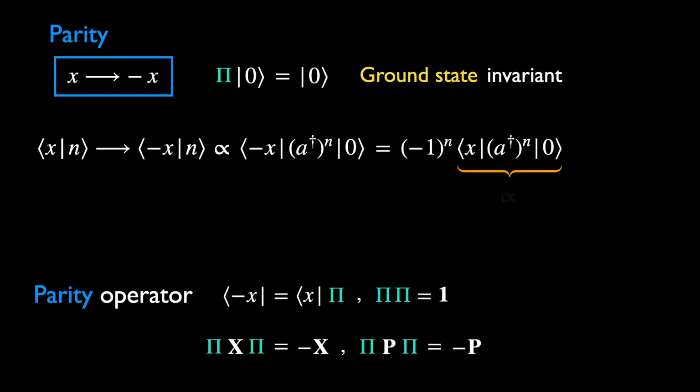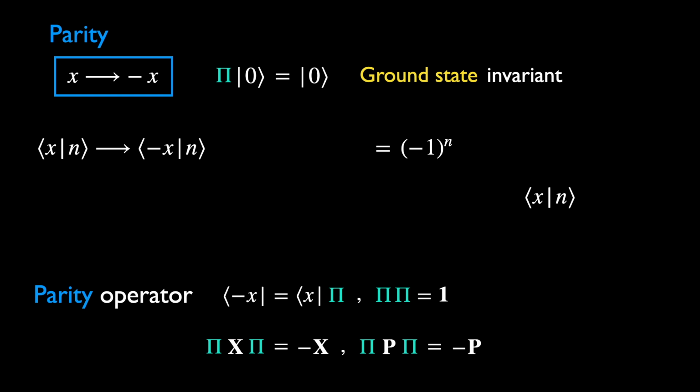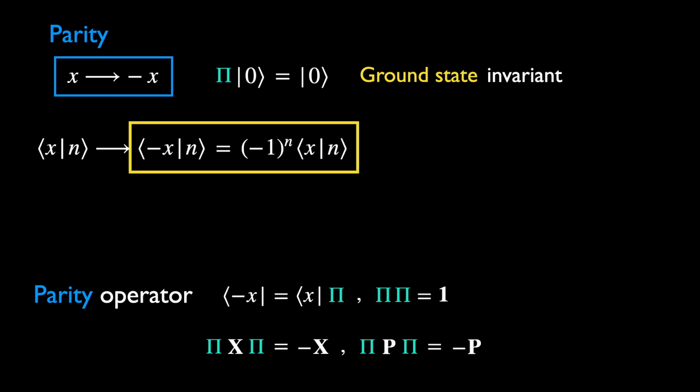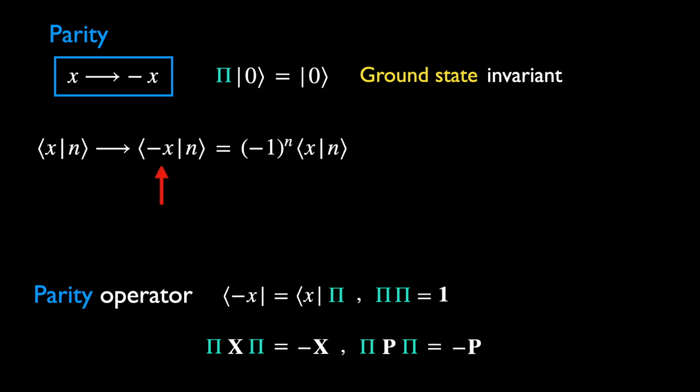This last term is proportional to the nth eigenfunction, with the same constant of proportionality as the initial one. This implies the following equality. Thus the parity of the nth eigenfunction is equal to minus 1 to the power of n. Of course, we can again cast this in terms of the transformation of |n⟩.